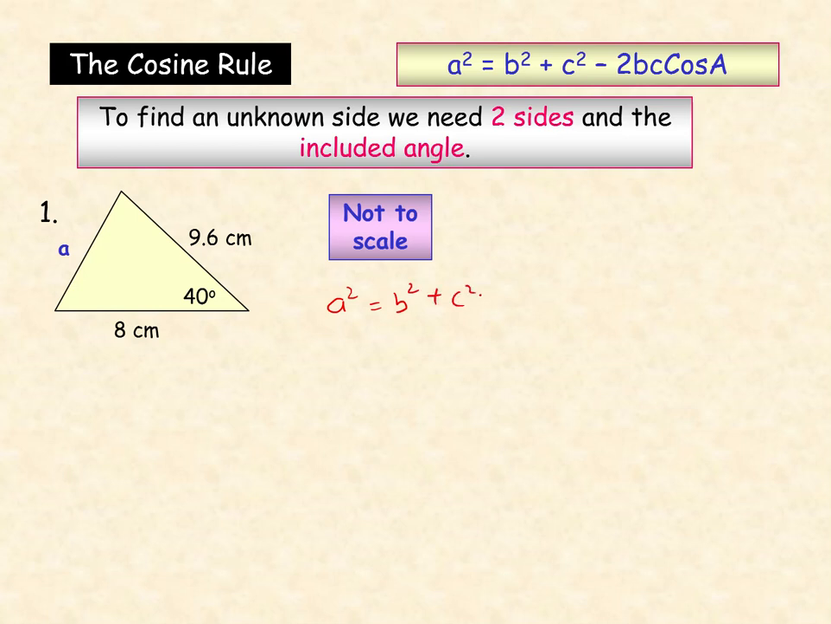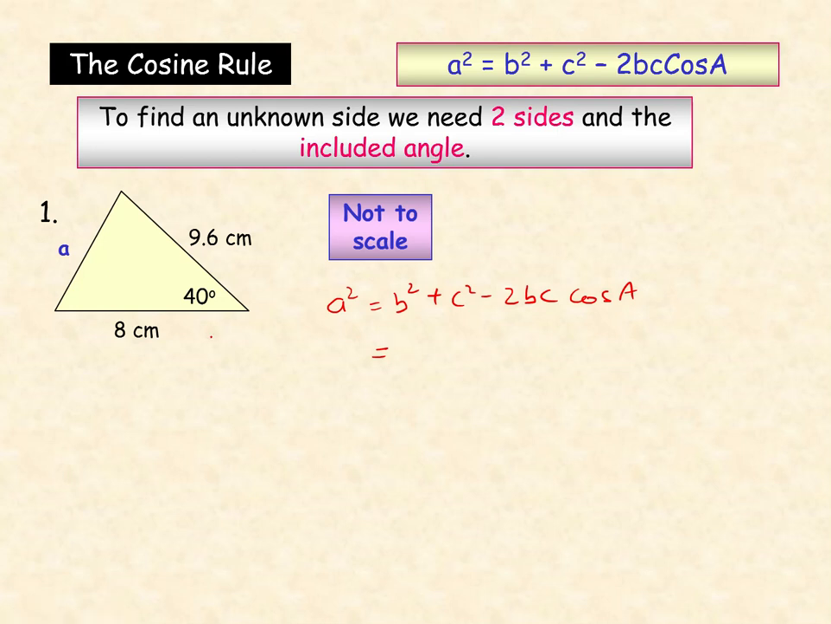plus c squared minus 2bc cos A. The more you use it, the more you write it down, the more you remember it, and then you don't have to refer to it in the exam at the front part of your booklet. When you start referring to it, it means you're not familiar with it, and so mistakes can come. So if you write it each time, it will help.